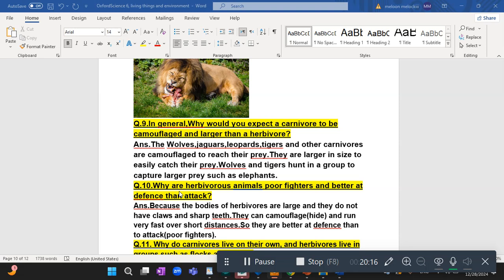The carnivores are larger in size so that they easily catch their prey. Wolves and tigers hunt in a group to capture larger prey such as elephants.